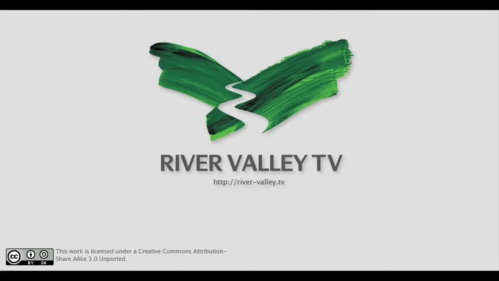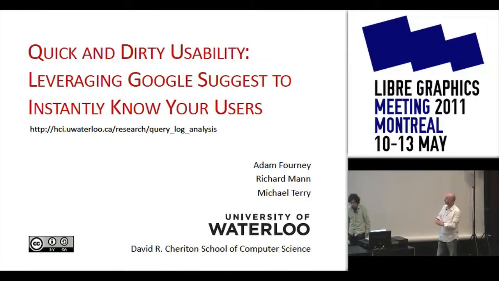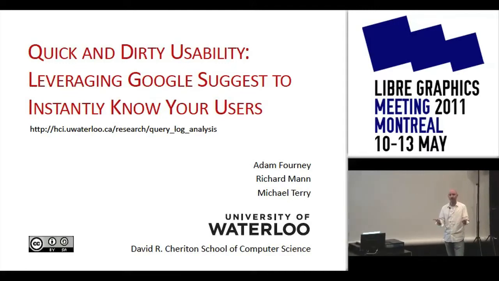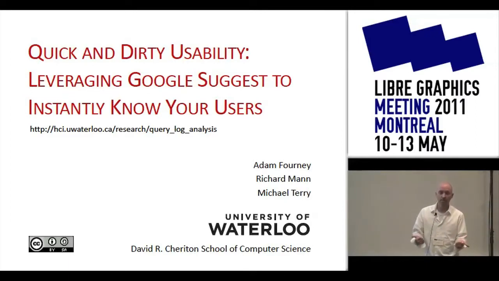So the first one is Adam Fourney's work that he's been doing as a PhD student with me. And we're going to show you how you can use Google Suggest to quickly figure out what your users are doing with your software. This is really cool technology. Later in the day, we're going to show a new version of GIMP we've created called Adaptable GIMP. So stick around for that. I think you'll enjoy that as well.